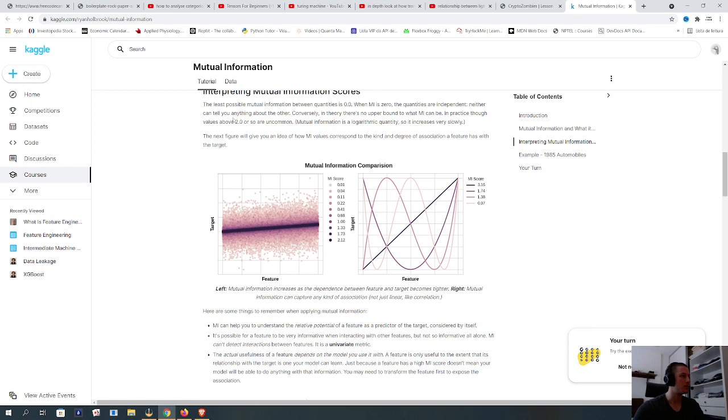Neither can tell you anything about the other. Conversely, in theory, there's no upper bound to what MI can be. In practice, though, values above 2.0 or so are uncommon. Mutual information is a logarithmic quantity, so it increases very slowly.